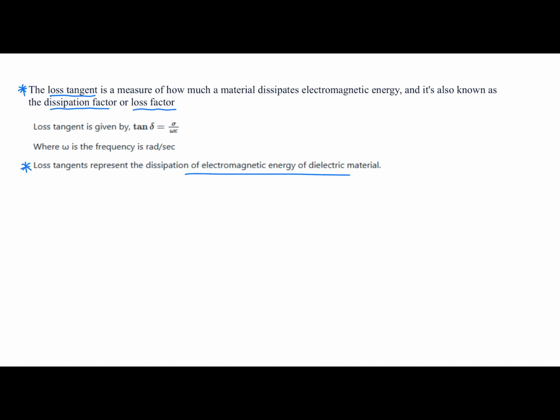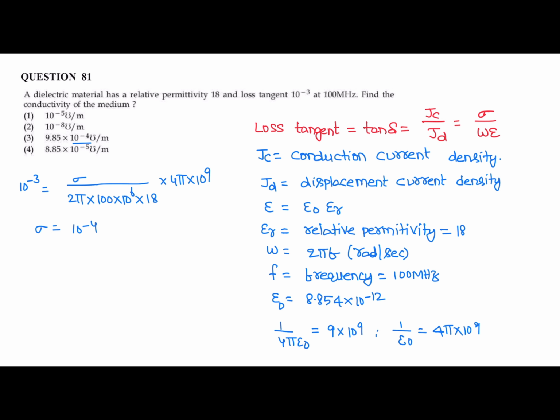Dissipation of electromagnetic energy in the dielectric material. So here option 3 is the correct one.